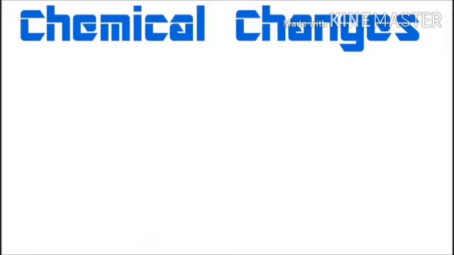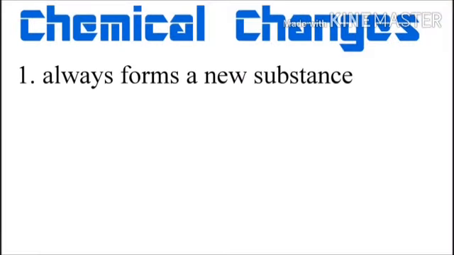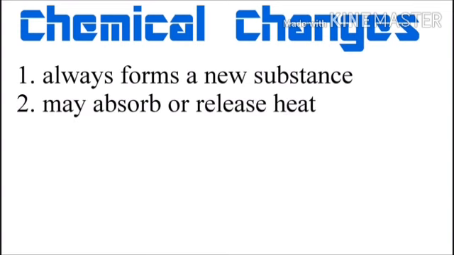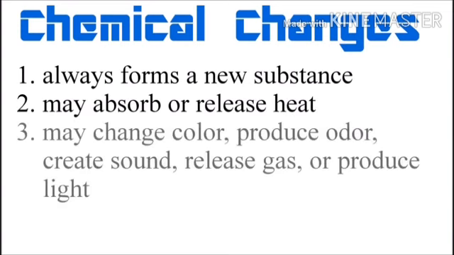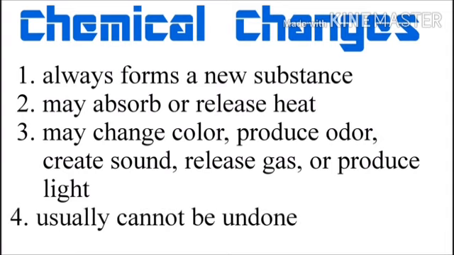Chemical changes always form a new substance. They may absorb or release heat. Sometimes a chemical change will cause a change in color, produce an odor, create a sound, release gases, or produce light. Chemical changes usually cannot be undone.